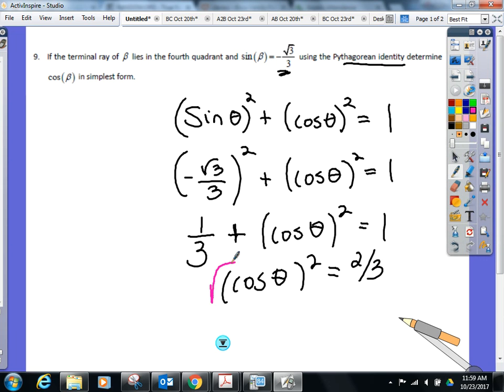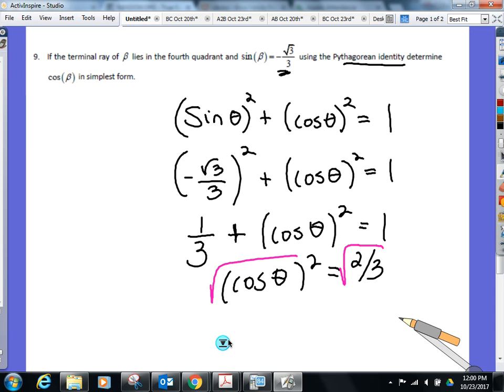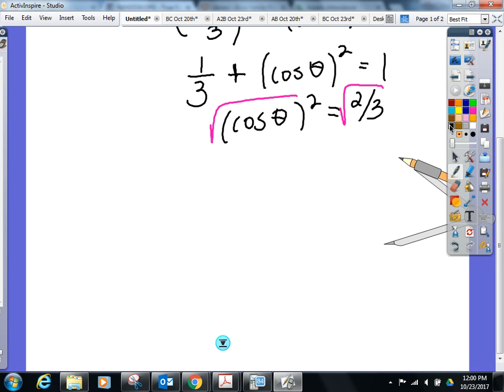Brooke, how am I going to get rid of that squared? Oh, yep. Sorry, you're right. Put it underneath the radical. That's how, and you already told me. Okay, so the squared's gone. I'm left with cosine theta.